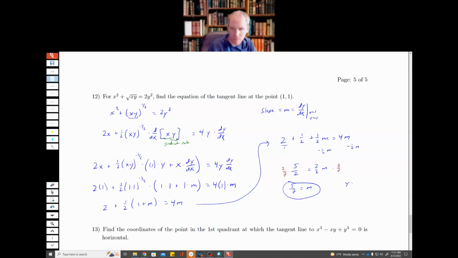All right. To get the equation of the line, y minus y1 equals m times x minus x1. So y minus 1 equals 5/7, x minus 1. Y minus 1 equals 5/7 x minus 5/7, and then add 1 to both sides. So y is 5/7 x. 1 is the same as 7/7. Negative 5/7 plus 7/7 is positive 2/7. So there's the equation of the tangent line at the point 1, 1.